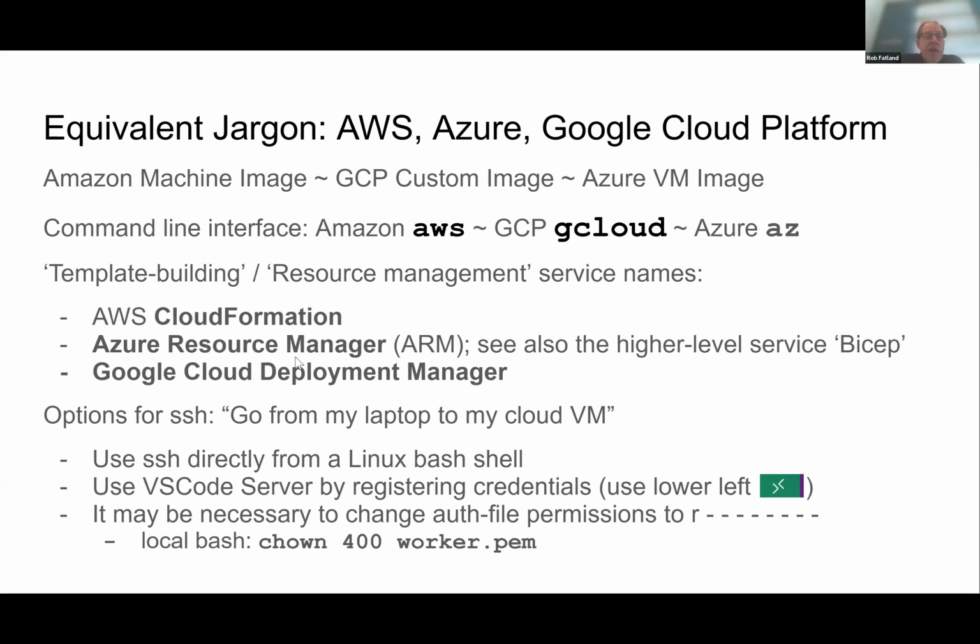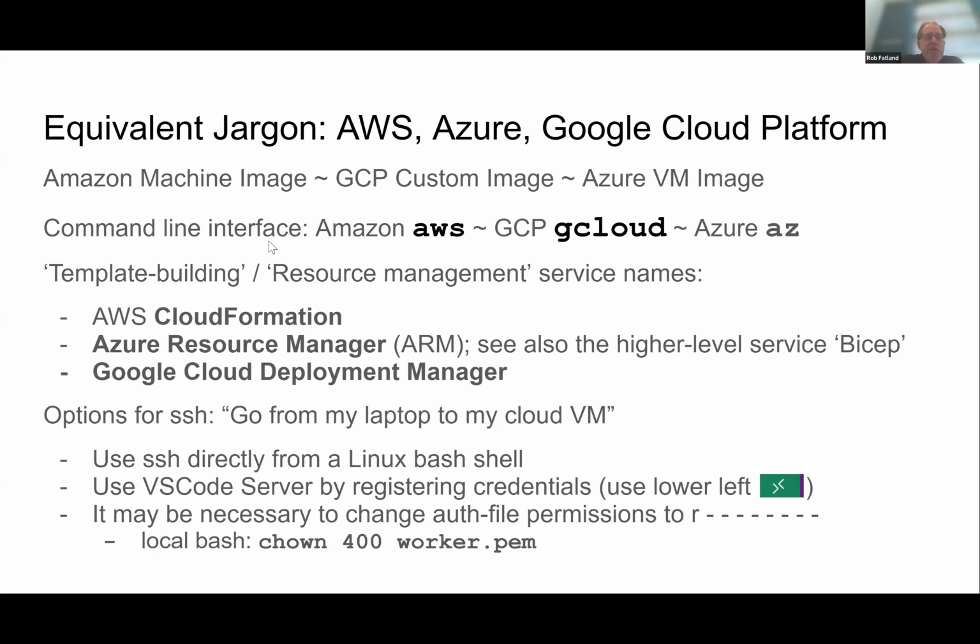Okay. I mentioned that all of this stuff is on the Amazon cloud, but the other clouds have the equivalent technology. This slide is about the different jargon that's used. So Amazon uses AMI, or Amazon Machine Image. On Google Cloud Platform, they call it a custom image. And on Azure, they call it an Azure VM image. So as long as you see that word image, you know you're in the right ballpark.